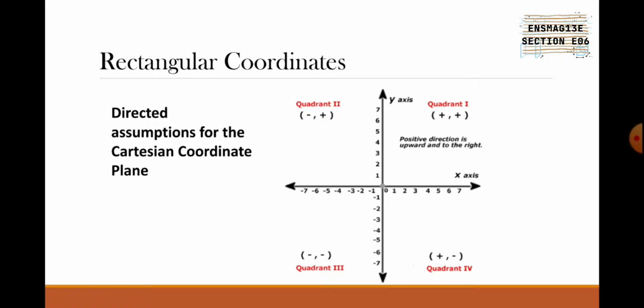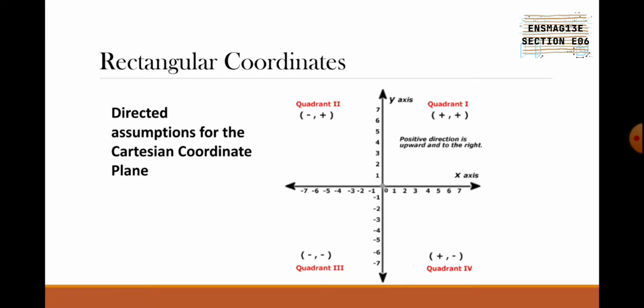So we always start with the upper right quadrant as our first quadrant. The positive direction is upward and to the right. Here we have the origin, which has a coordinate of (0, 0). From here, if you are going up, you are going into the positive y-axis. If you are going right, this is the positive x-axis. The opposite of those two directions will give us the negative direction. Going down will give us the negative y-axis, and going to the left will give us the negative x-axis.